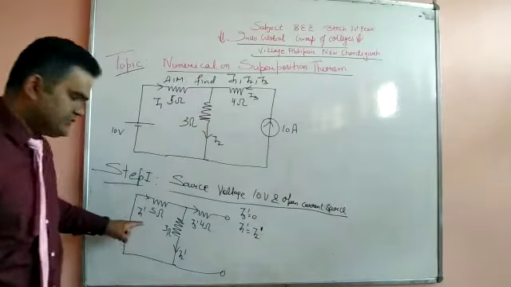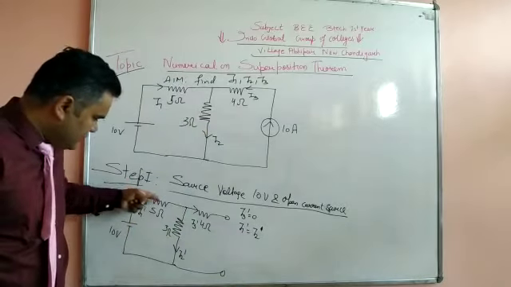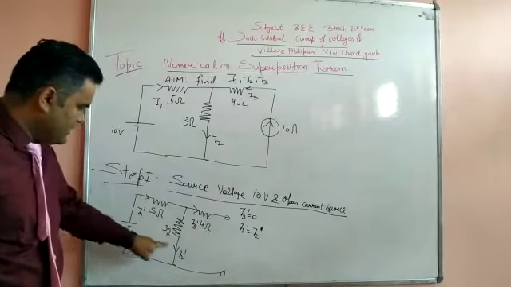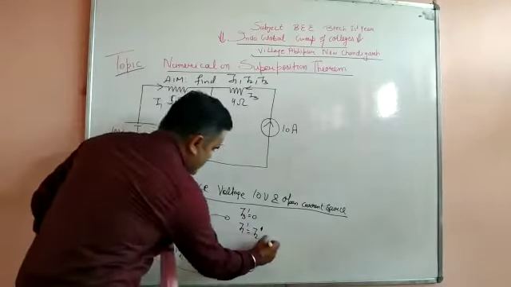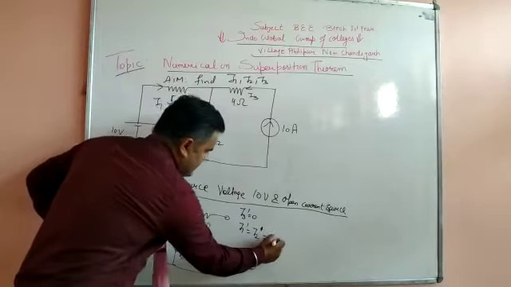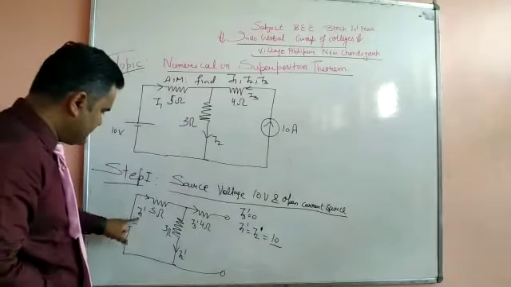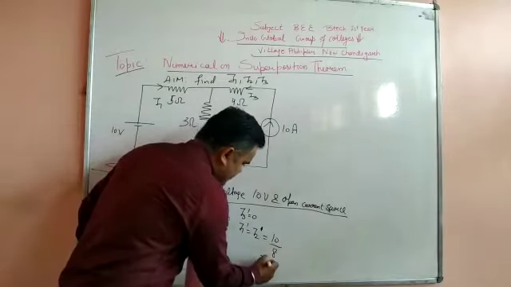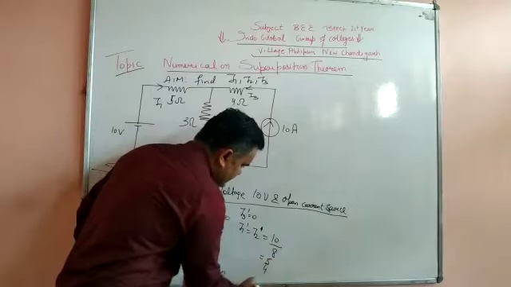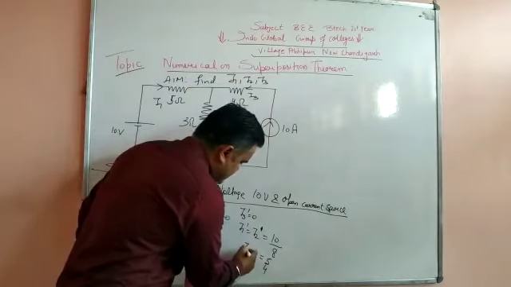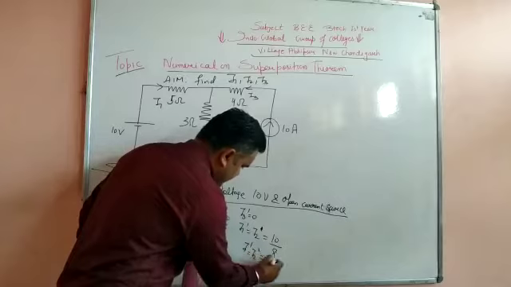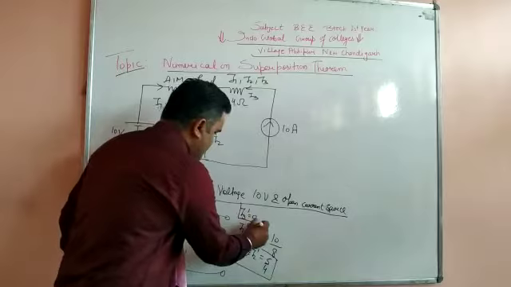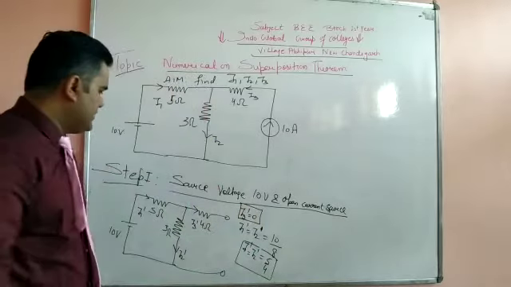Why is it so? Because the current will follow this path, as it is open circuit, hence both the values will be same, and the value is voltage upon resistance. 5 and 3 are in series, that is 8. So I1 dash is equal to I2 dash, that is 5 by 4. Hence you have found out all the three values.